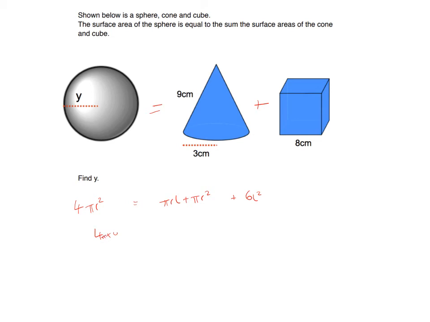I should have put there, sorry, let's put that in full. So 4 times pi times the radius squared, so that's y squared. Here we've got the radius given to us, so that's pi times 3 times 9 plus pi and times 3 squared. And here we've got our length as 8 squared. So 4 pi y squared equals, well, that's going to be 27 pi plus 9 pi plus, well, 8 squared is 64, so times that by 6 is going to be 384.